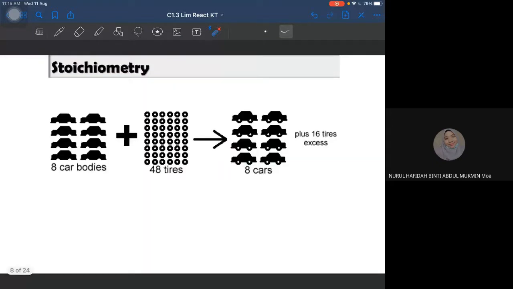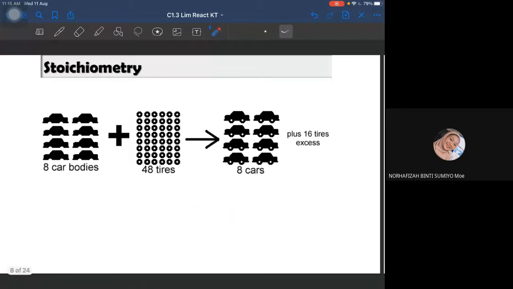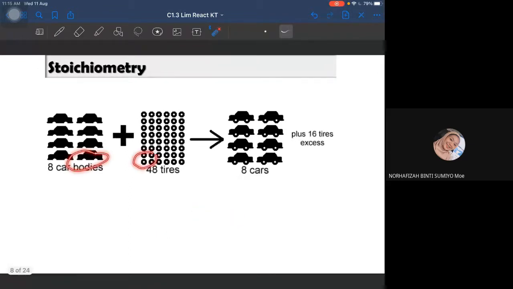Right, so let's have a look at this analogy. So let's say you have 8 car bodies. Okay, so 8 car body, untuk menghasilkan satu kereta perlukan 1 car body dan juga 4 tayar untuk hasilkan satu kereta lah. Okay, so kalau kamu ada 8 biji badan kereta, car bodies, and 48 biji tayar, berapa bilangan kereta yang kamu boleh hasilkan? Only 8.